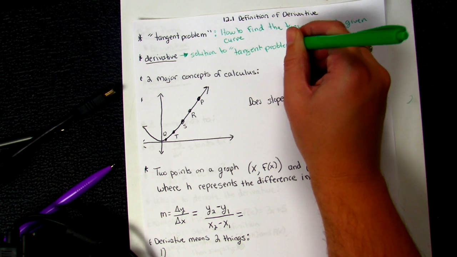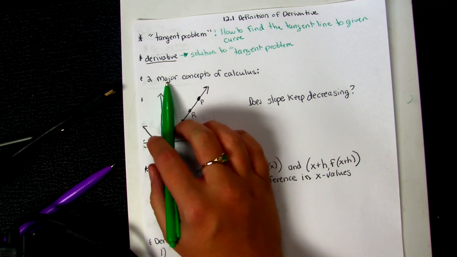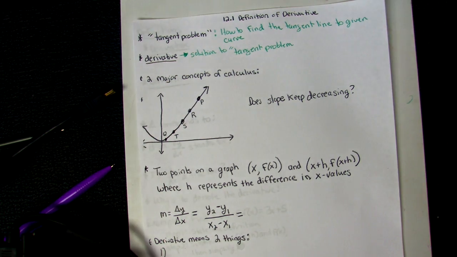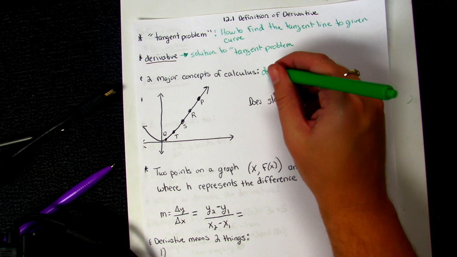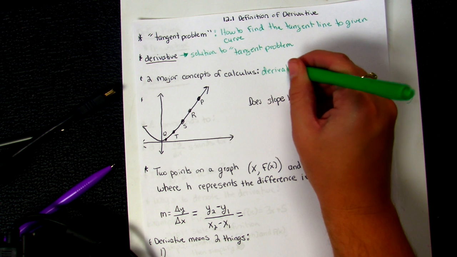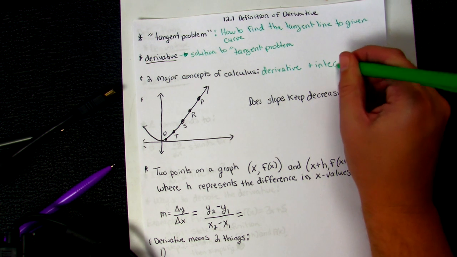So what happened is mathematicians started looking at a graph. Oh, before we go on, we'll let you know the derivative is one of the major concepts of calculus, the other one being the integral. So the two major concepts are the derivative, which we'll start now, and then later on the integral.